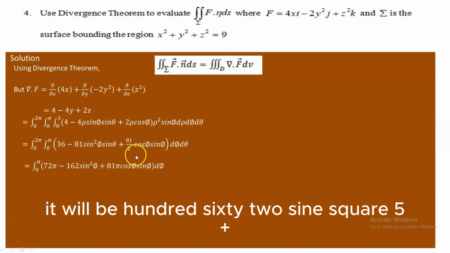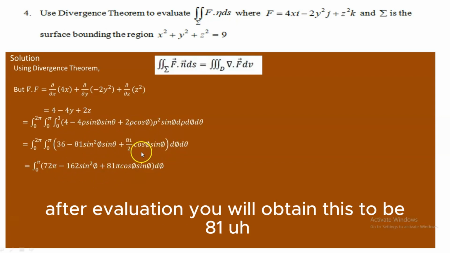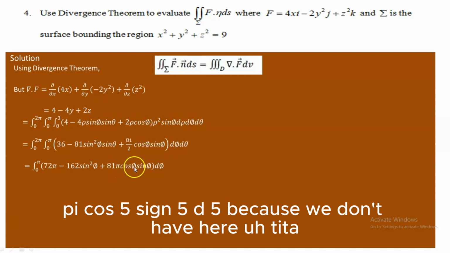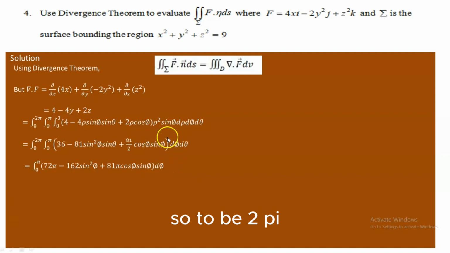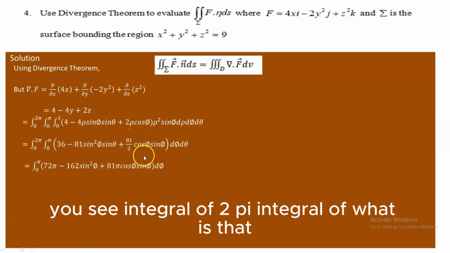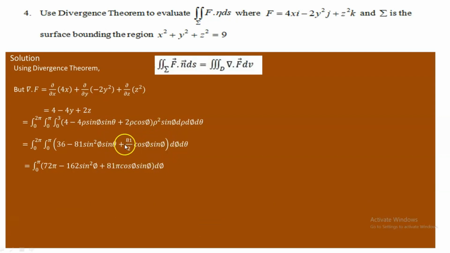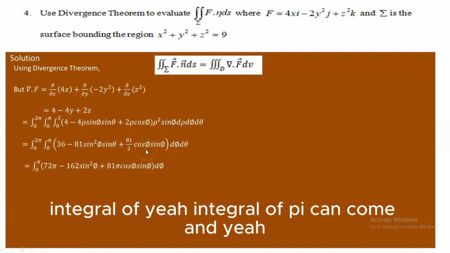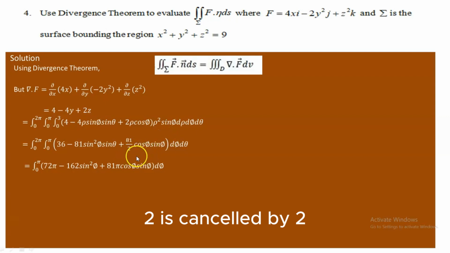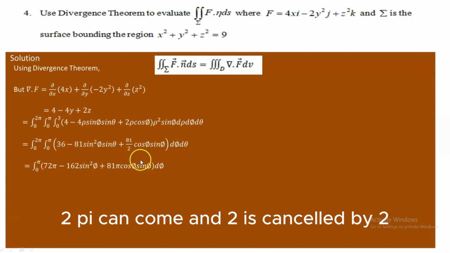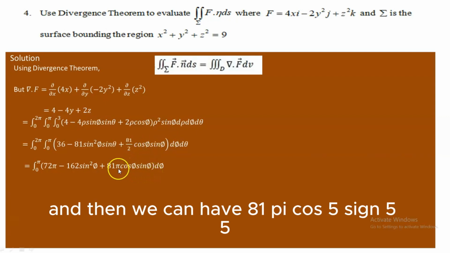Plus, here again, after evaluation, you will obtain this to be 81 pi cos phi sine phi d phi, because we don't have theta here, so it will be 2 pi, integral of pi can come, and 2 is cancelled by 2, and then we can have 81 pi cos phi sine phi d phi.